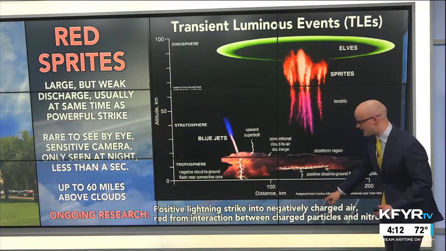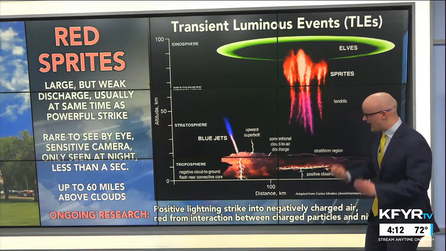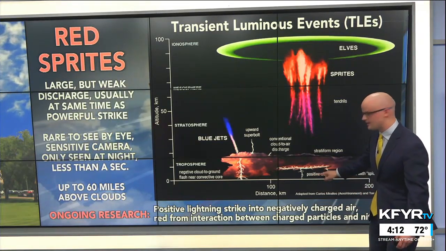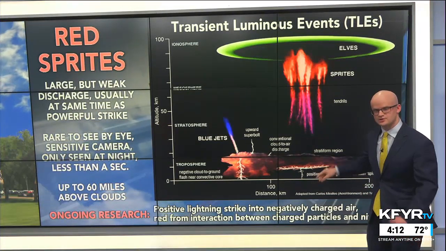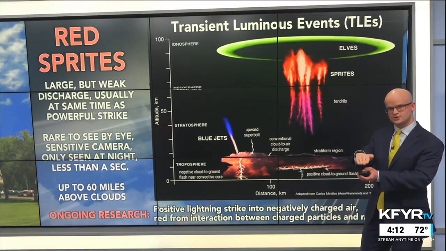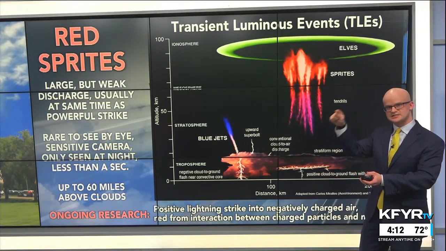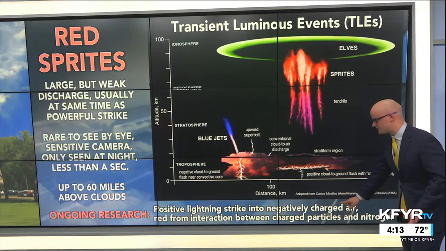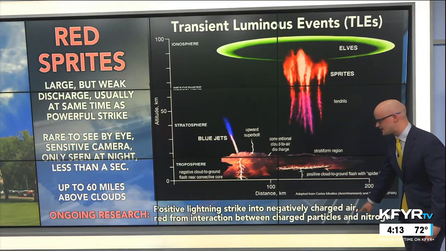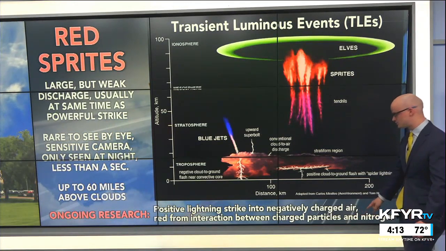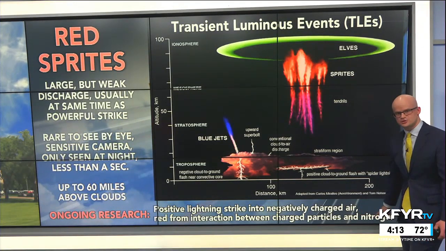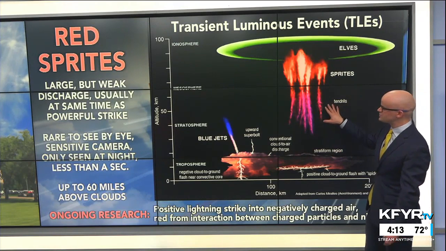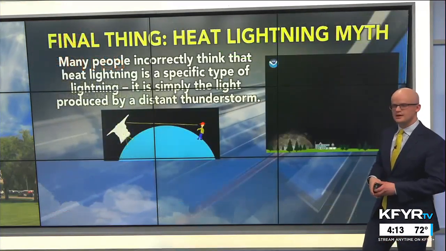What we think happens is because of a positive lightning strike close to the ground, and those are the stronger variety of lightning strikes compared to negative strikes that are usually over shorter distance. Usually the positive lightning strikes come off the top of the thunderstorm cloud. So we have the positive lightning strike into the negatively charged air, and they're red from the interaction between the charged particles and nitrogen within the atmosphere. So some really interesting but not really well understood lightning phenomena.